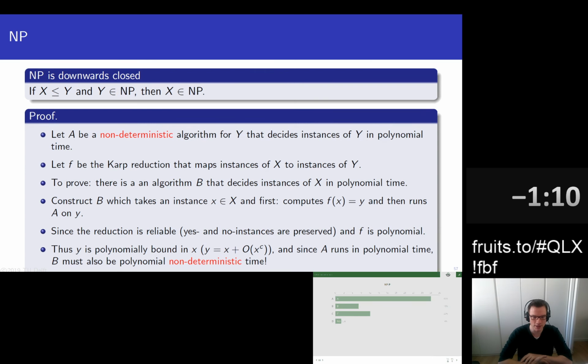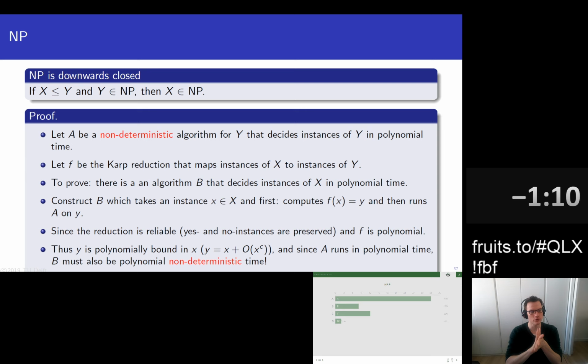Well, the proof is exactly the same, except that I've added the words non-deterministic twice. Right? Because now what do we have? Well, y is in NP. So again, x to y. If y is in NP, there is a non-deterministic algorithm that decides it. Now I need to create a non-deterministic algorithm for x. So what do I do? Well, I take an instance, I transform it, and I run my non-deterministic algorithm. And now I have constructed a non-deterministic polynomial time algorithm for x. So NP is also downwards closed by exactly the same argument, only talking about non-deterministic time instead of deterministic time.